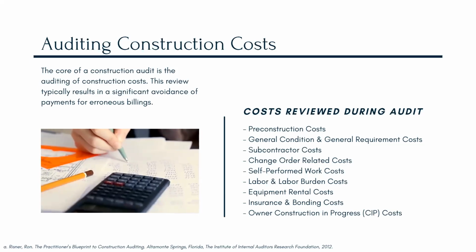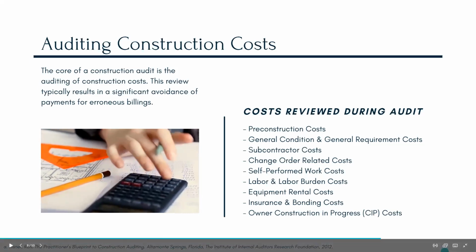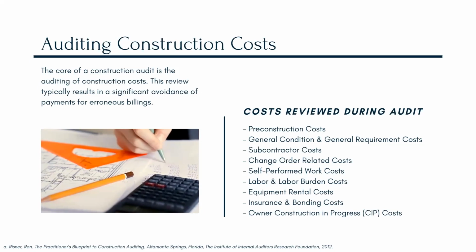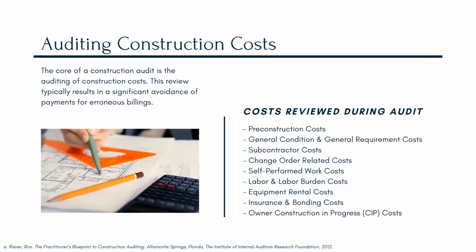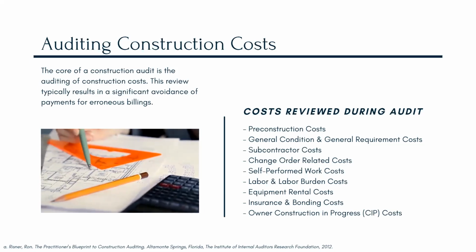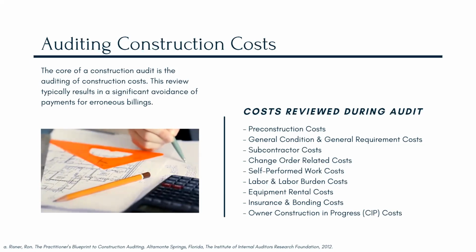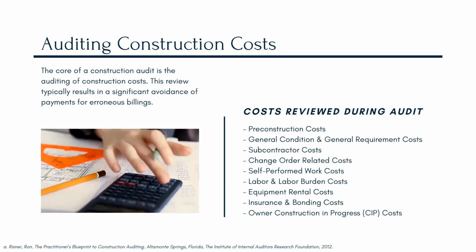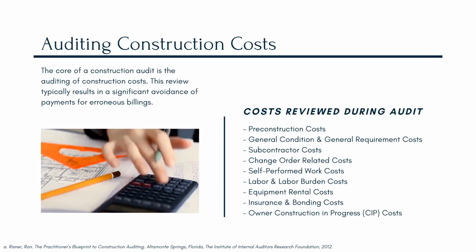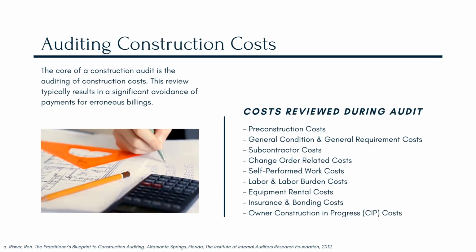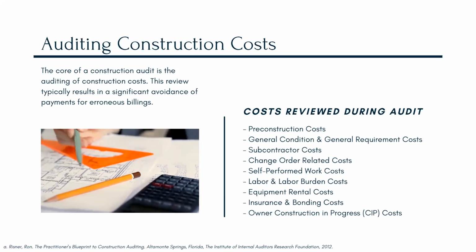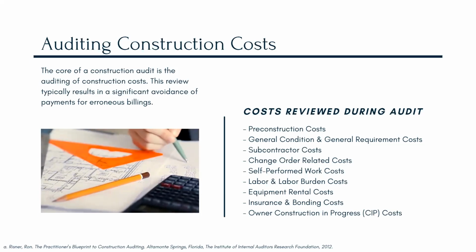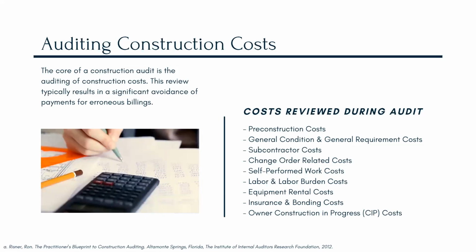Some of the other common costs that are audited: equipment rental costs, insurance, bonding, owner construction in progress. I'll hit on equipment rental costs, just being mindful of time and other topics we want to talk about. For equipment rental costs, there are two different costs that are incurred. One is whether or not the contract allows equipment to be billed to the owner for general contractor owned equipment.